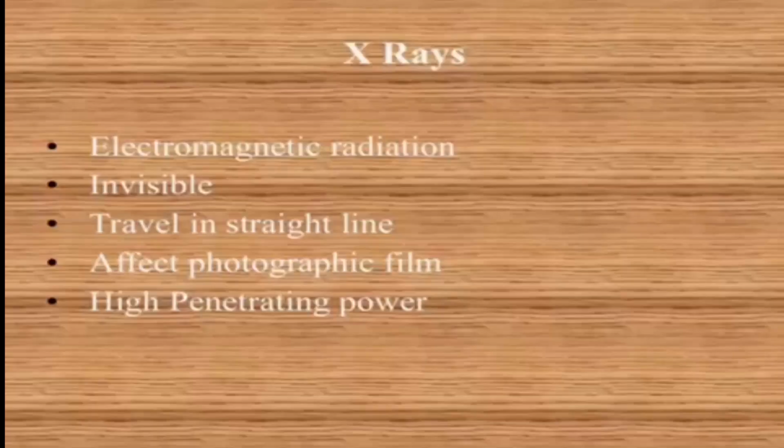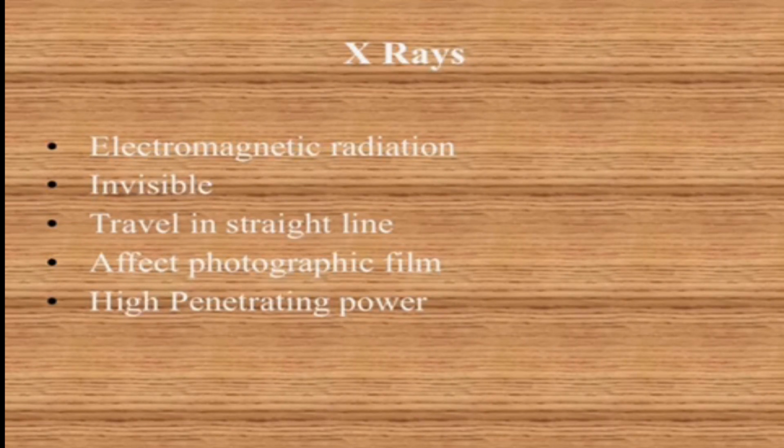Hello students, we shall discuss X-ray diffraction. You might have heard about the German physicist Röntgen. He discovered X-rays in 1895. It was so named because its nature was unknown at that time. X-rays are a form of electromagnetic radiation like light.